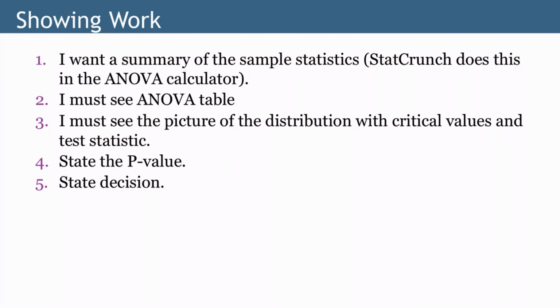Okay, so really for your work, what I'm going to ask you is, StatCrunch does all the hard work. So I just like to see the sample statistics, kind of write those out. I'd like the ANOVA table, and then just draw the distribution and shade. Of course, p-value and decision. So let's just model that in one example real quick.